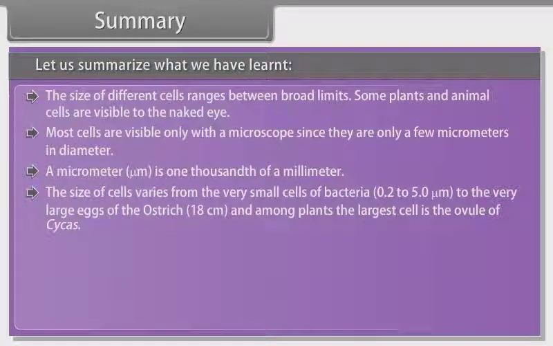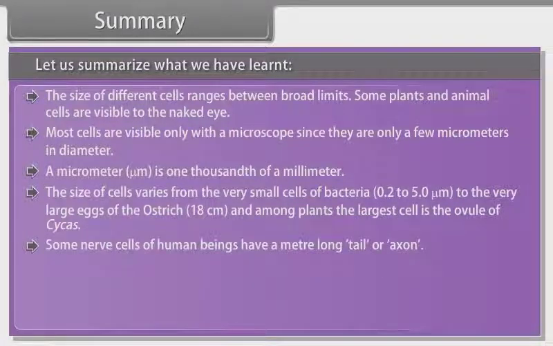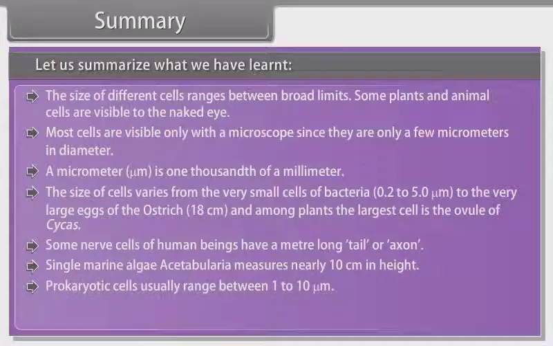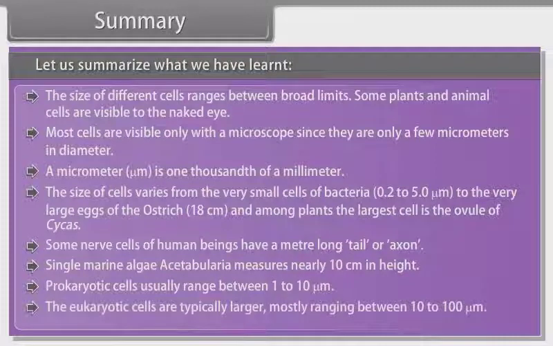And among plants, the largest cell is the ovule of cycas. Some nerve cells of human beings have a meter-long tail or axon. The single marine alga, Acetabularia, measures nearly 10 centimeter in height. Prokaryotic cells usually range between 1 to 10 micrometer. The eukaryotic cells are typically larger, mostly ranging between 10 to 100 micrometer.